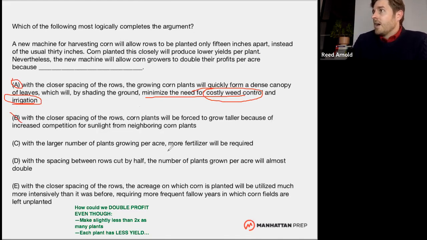That doesn't help me. More fertilizer required. That does the opposite of what we need. If you need more fertilizer, that increases costs. So that does the opposite of what we need the answer to do. This makes me really think we won't double profits. Number of plants per acre will almost double. Again, I kind of already know that. That's kind of already baked in to the situation. I already know we're almost going to double the number of plants, but each plant makes less. And again, that makes me think probably won't double profits.